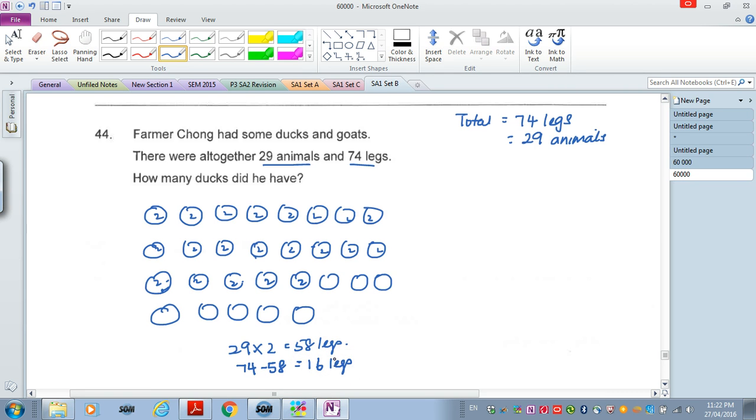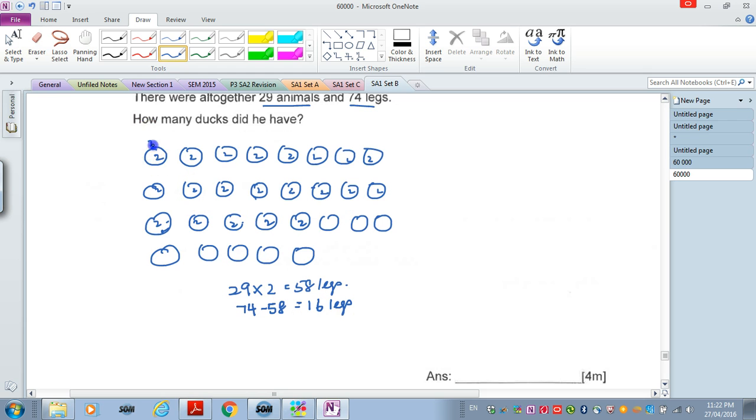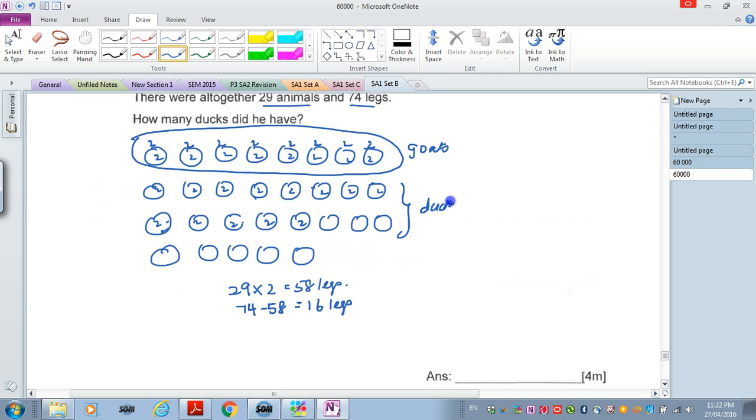What do I do with these 16 legs? Yes, I give it to the animals to transform into a goat. So I give 2 legs, so 2, 4, 6, 8, 10, 12, 14, 16. So these are my goats, because they have 4 legs. These are my goats. And these are my ducks. So I take my 16 legs, I divide by 2 because each one I must give 2 legs. So I would have 8 goats and my remainder would be 29 minus 8, which is 21 ducks.